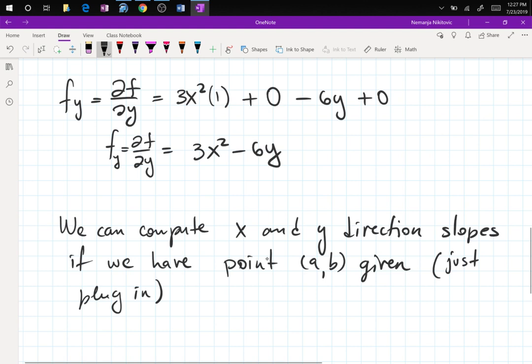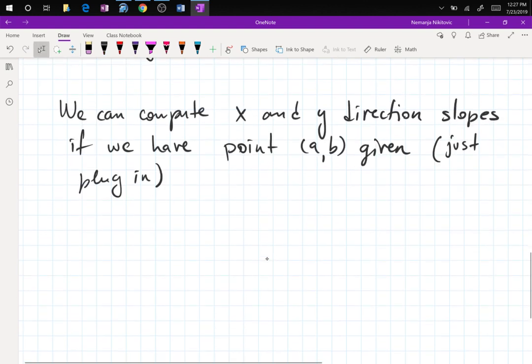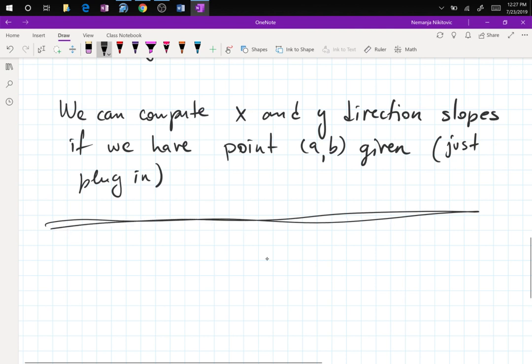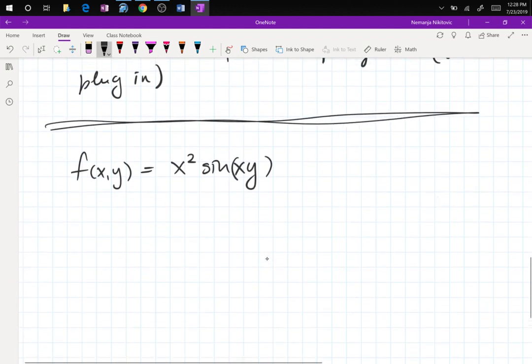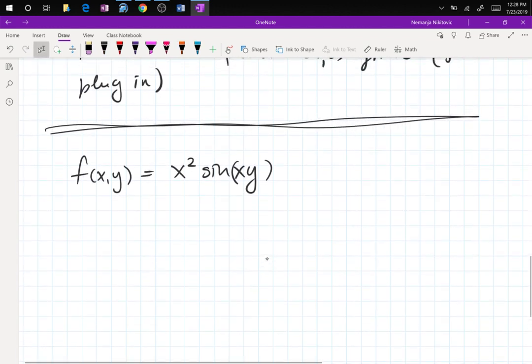So let's take a look at some, a little bit spicier examples, not too much. Say you have f(x, y) given to be x squared sine xy. Which derivative is easier to take in this case? Partial x or partial y? Y. That's correct. Partial y is much easier.